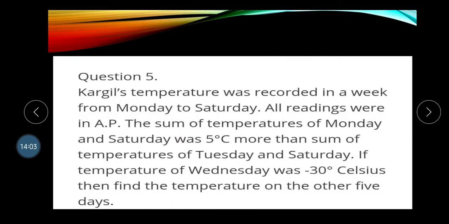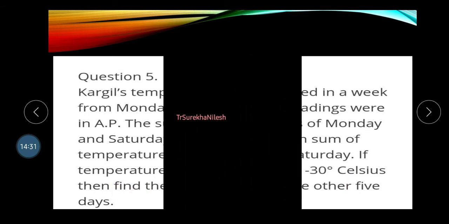The next question: Kargil's temperature was recorded in a week from Monday to Saturday, that is one whole week. All the readings were in AP. The sum of the temperatures of Monday and Saturday was 5 degrees Celsius more than the sum of the temperatures of Tuesday and Saturday. If the temperature of Wednesday was minus 30 degrees Celsius, then find the temperature on the other 5 days. Quite interesting. Let's see.